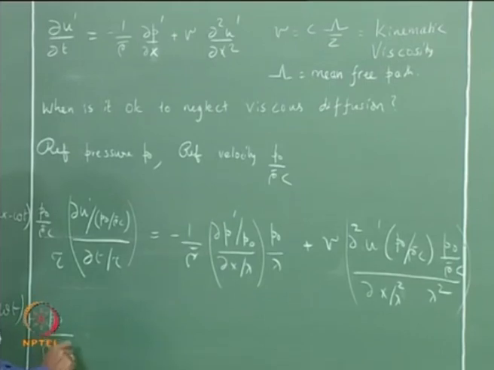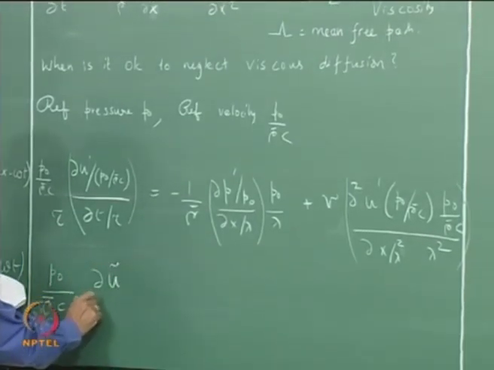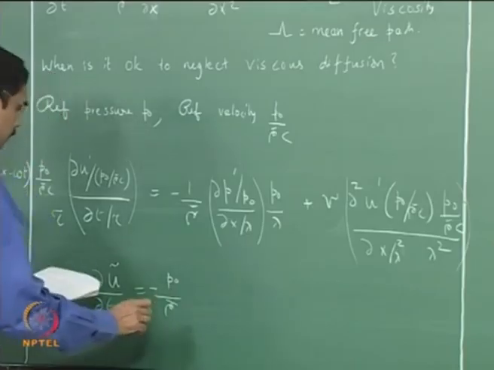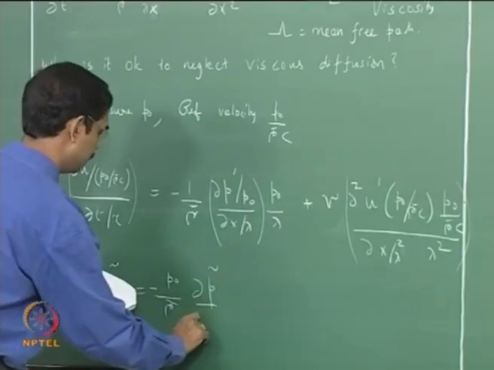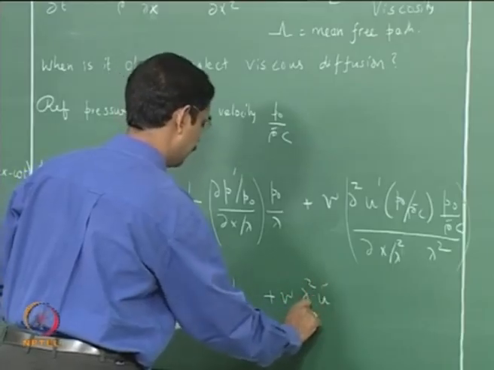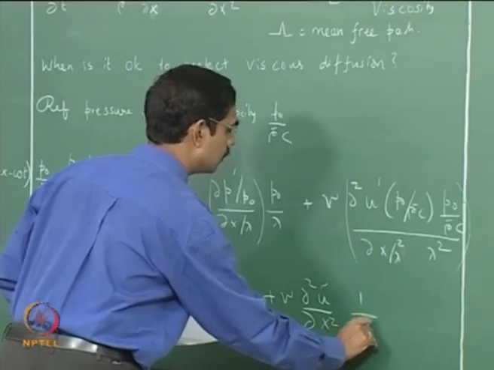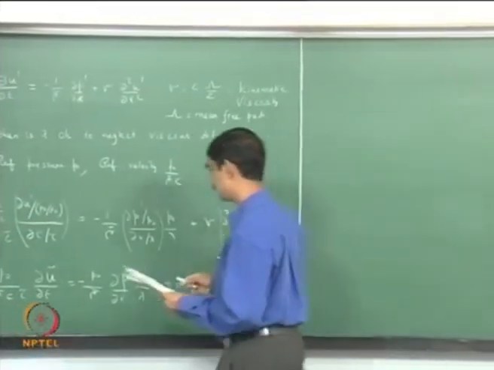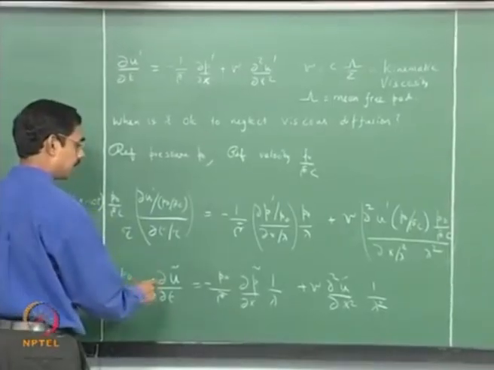So, I will say p naught over rho bar c tau, dou u tilde over dou t, equals minus p naught over rho bar, dou p tilde over dou x, times 1 over lambda, plus nu dou squared u tilde over dou x squared, 1 over lambda squared. Now, assuming that I can use the appropriate scales and make all these derivatives of the order 1, we should be able to compare these terms and find out when this term is dominant or when that term is dominant. So, let us cross off p naught over rho c that is coming everywhere.